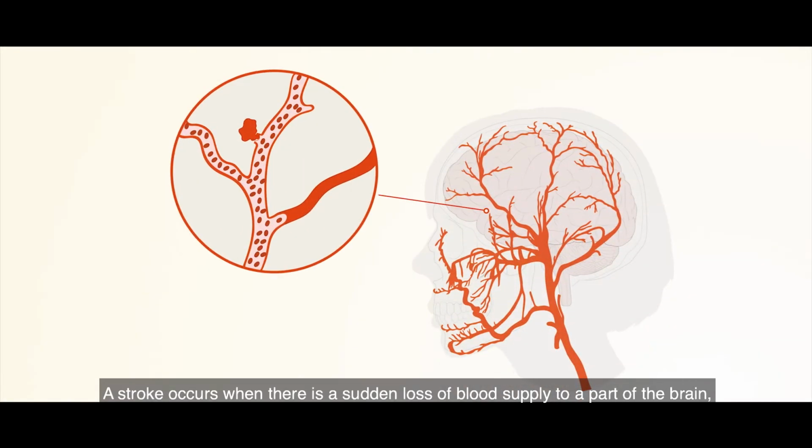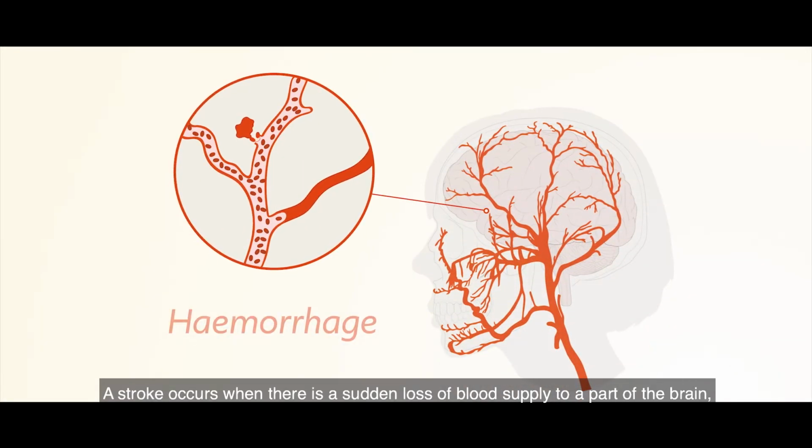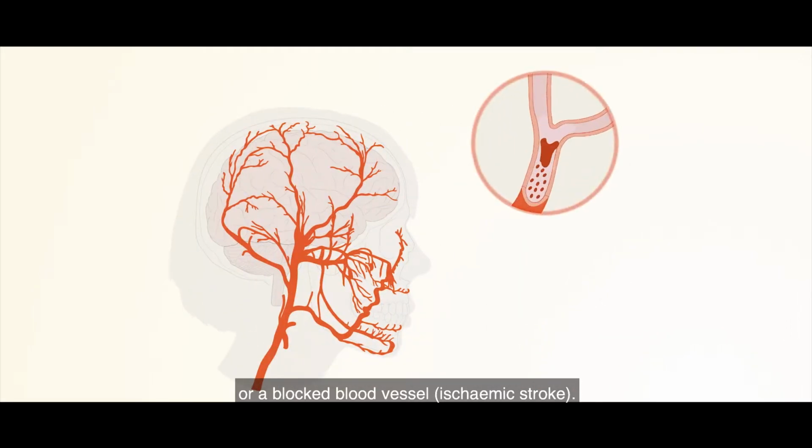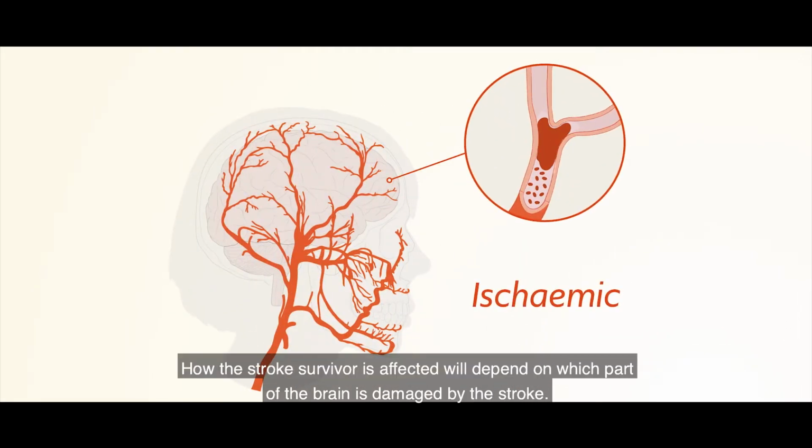A stroke occurs when there is a sudden loss of blood supply to a part of the brain. This can be caused by a burst blood vessel, a hemorrhage, or a blocked blood vessel, an ischemic stroke. How the stroke survivor is affected will depend on which part of the brain is damaged by the stroke.